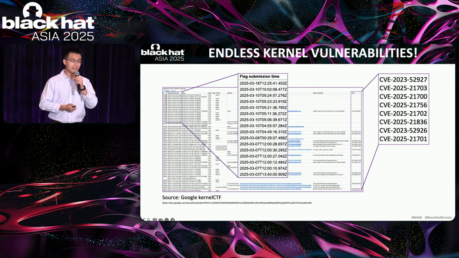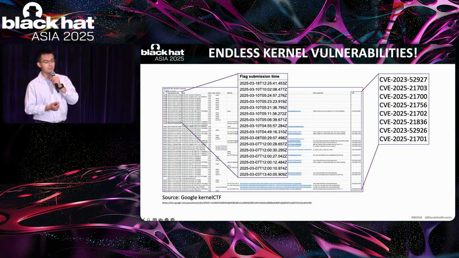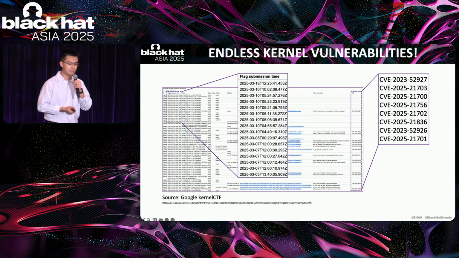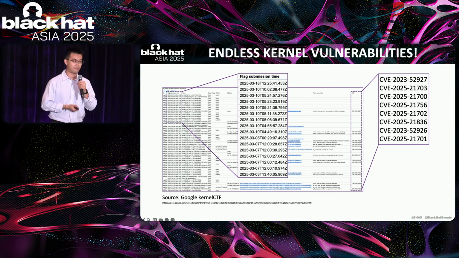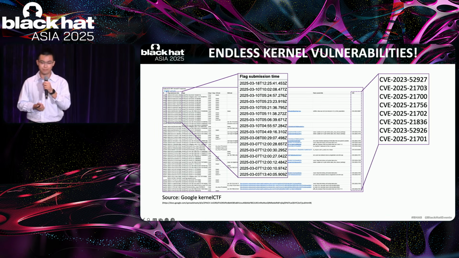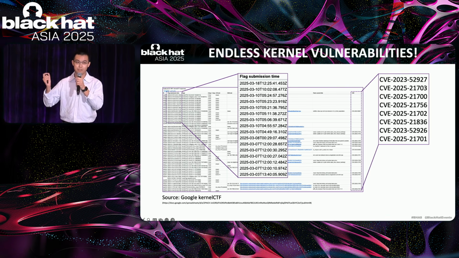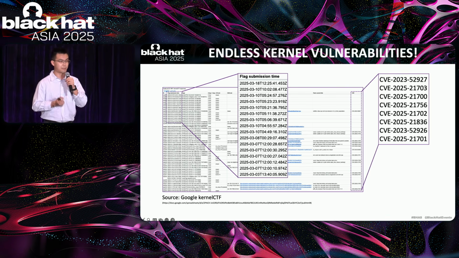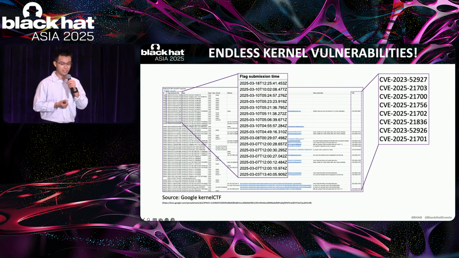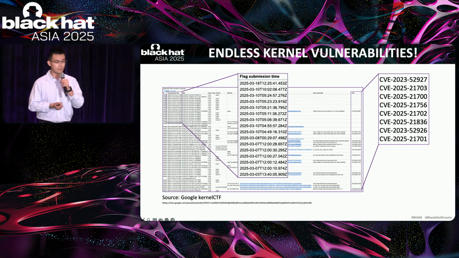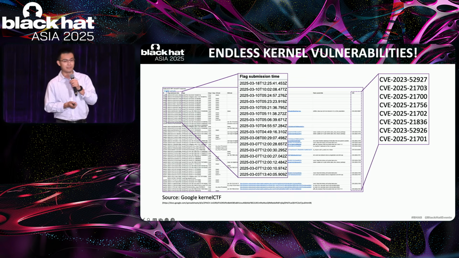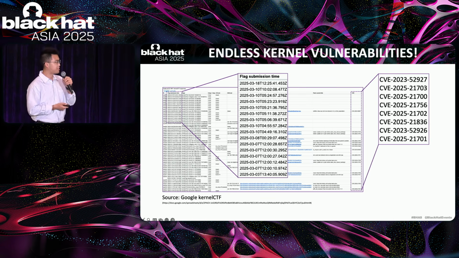Firstly, we can see that nowadays there are lots of kernel vulnerabilities. This table is taken from the Google kernel CTF. You can see only in the 3 months in 2025, there are many kernel vulnerabilities that get exploited. There are even vulnerabilities dating from 2023. That means kernel vulnerabilities are frequently discovered and exploited.